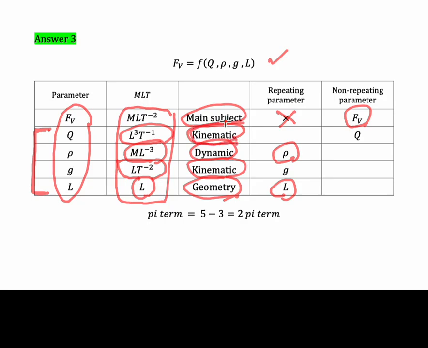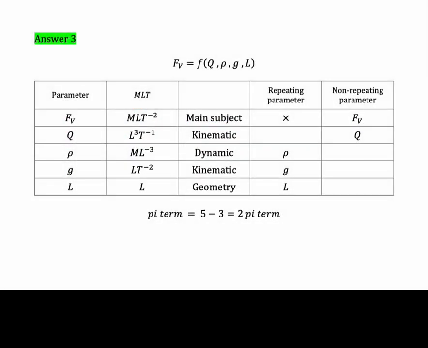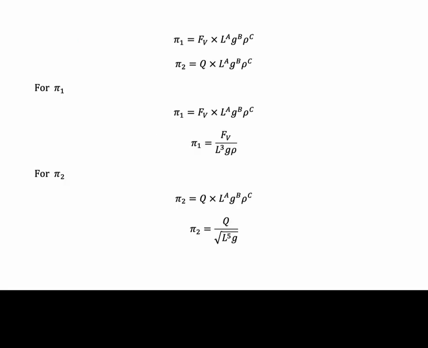And then for kinematic, we have two parameters, which are gravity and flow rate. Normally we take gravity as the repeating parameter. If you have velocity, gravity and flow rate, people will look at velocity first. If velocity does not exist, we go for gravity, and if gravity does not exist, maybe you could take Q as your repeating parameter. But usually gravity will exist, so it is not common to take Q as the repeating parameter. Then we can determine the pi terms: 5 minus 3, so we get 2 pi terms.